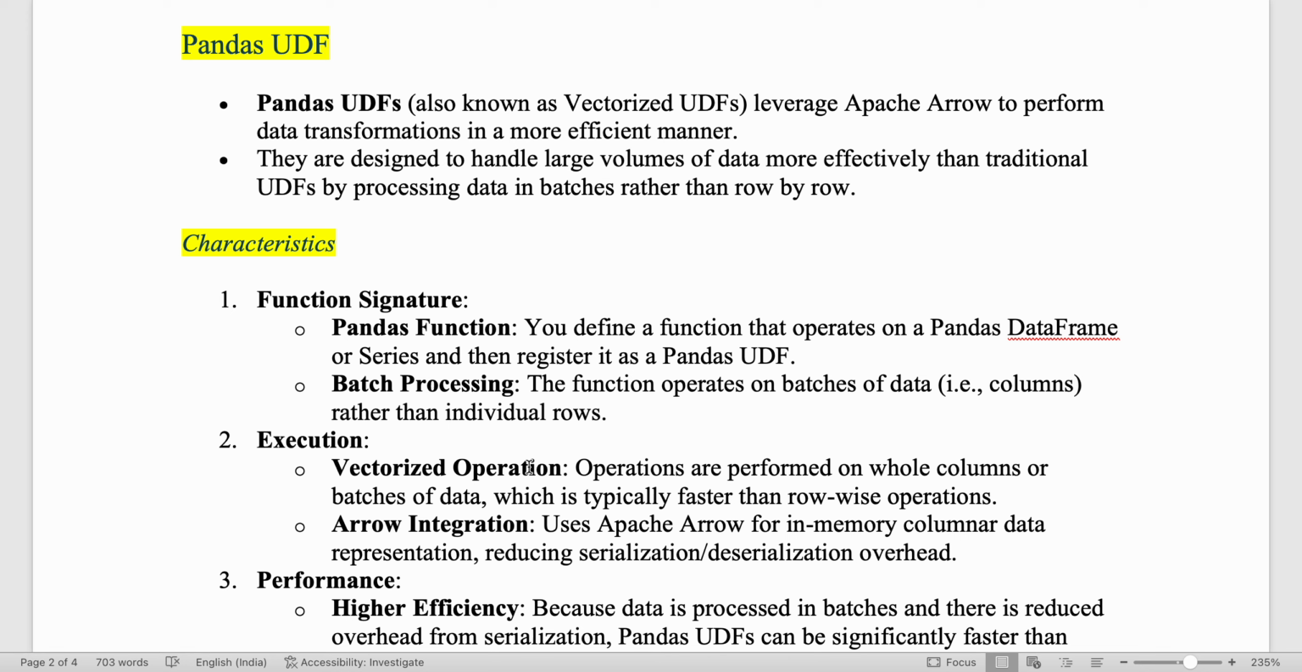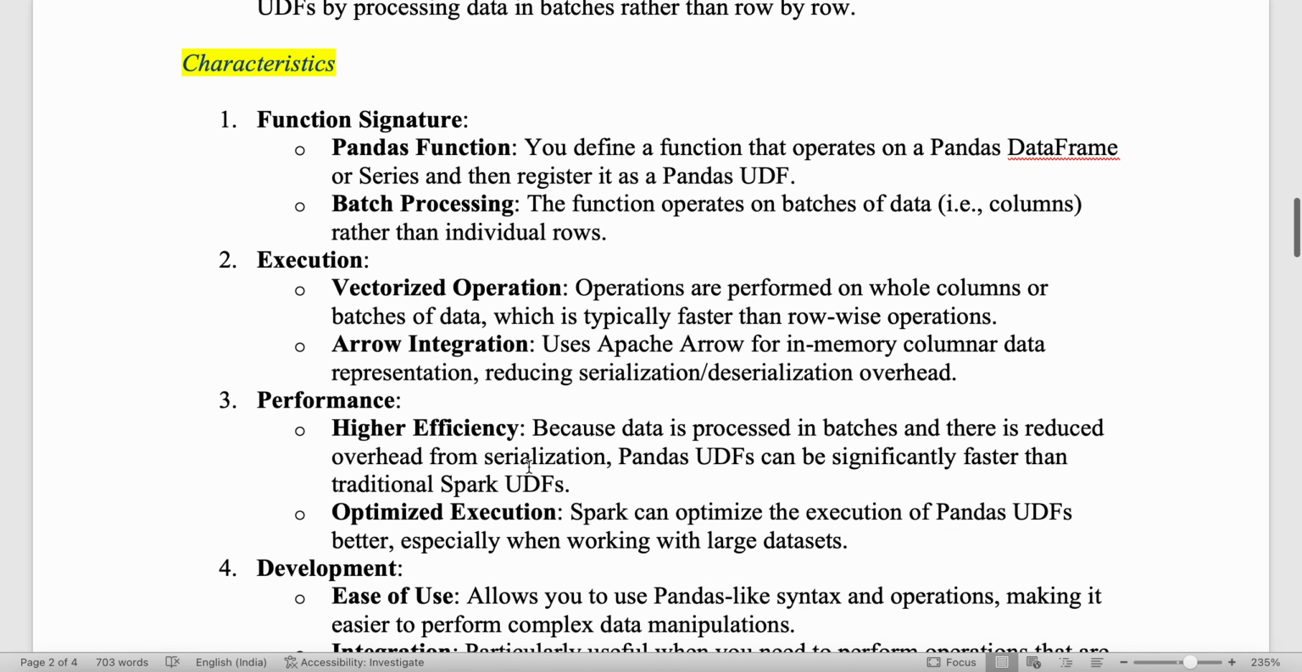Batch processing: these functions basically work on a batch or column rather than individual rows. Then execution: this performs vectorized operations, so operations are performed on a whole column or batch of data, not row by row. Because of this, it has more advantages. Then Arrow integration: it uses Apache Arrow for in-memory columnar data representation, which reduces the serialization and deserialization overhead.